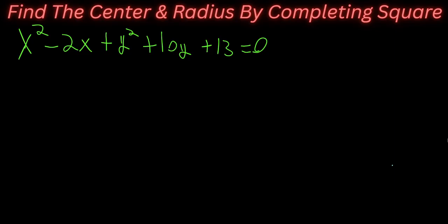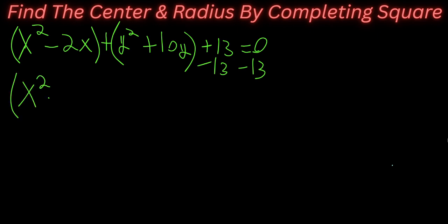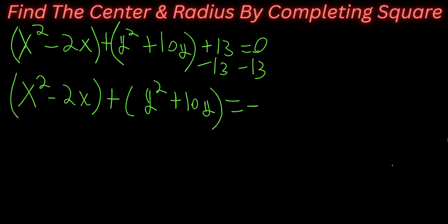All right, our next example is here. If you're a brave lass or lad, go ahead and try it for yourself. All right, let's isolate our constant term onto the right side, and let's go ahead and group our x and y terms. Okay, so we now have, let's rewrite it, x squared minus 2x plus y squared plus 10y equals -13.